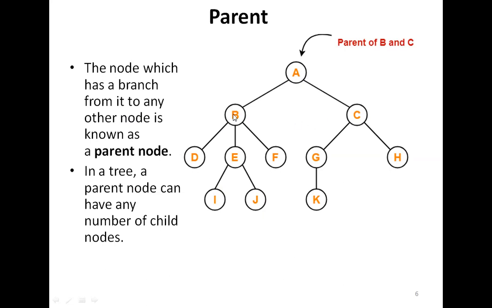Similarly, from node B you can see different branches. This is a branch, this is another branch, this is another branch, and here D, E, F are the branches generated from this B. So D, E, and F are the child nodes of node B, and node B is the parent node of these three nodes. Similarly, node C is the parent of these two nodes, and G and H are the child nodes of node C. Node G is parent of node K. Similarly, node E is parent of node I and node J. So this is known as parent node.